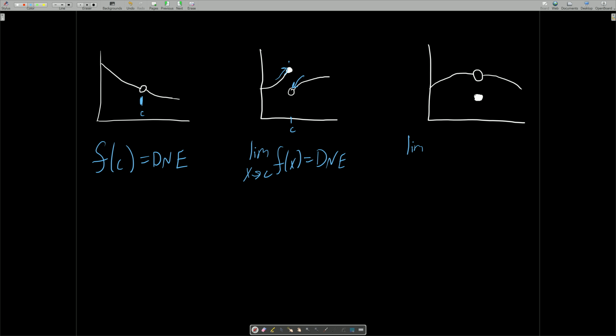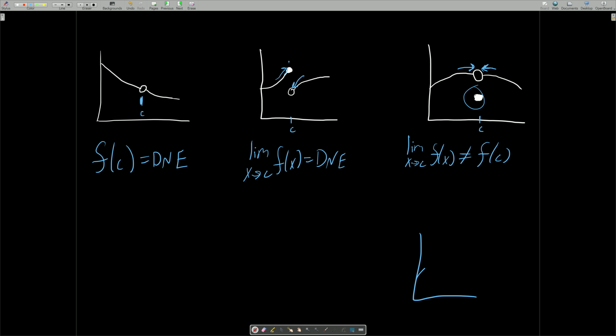And just one last one here. Notice that the limit as x approaches c is this value right here. It exists, but it's not equal to the actual value at c. And since the limit and the value are not equal, then the function is not continuous.